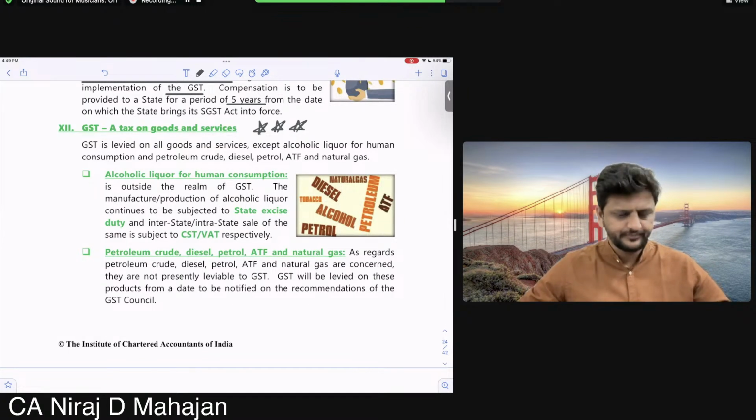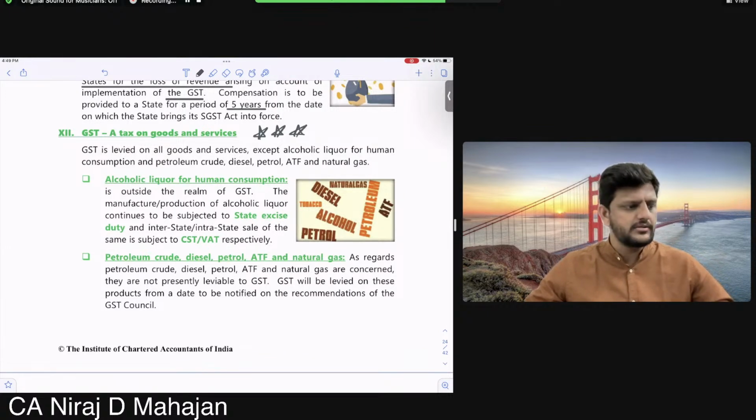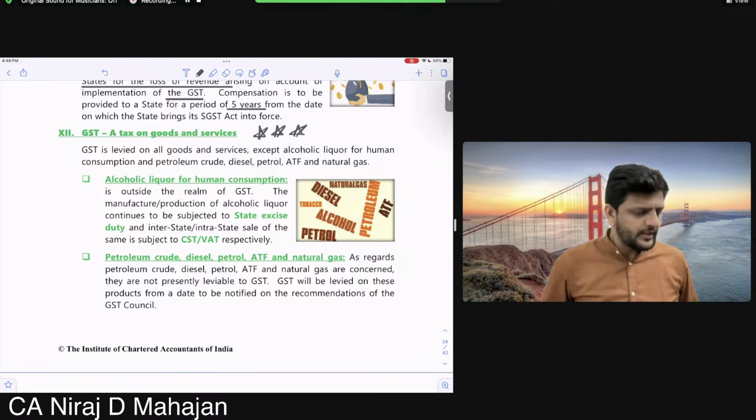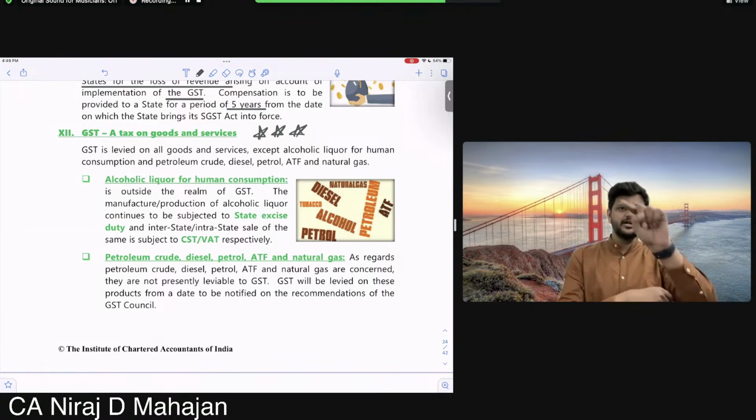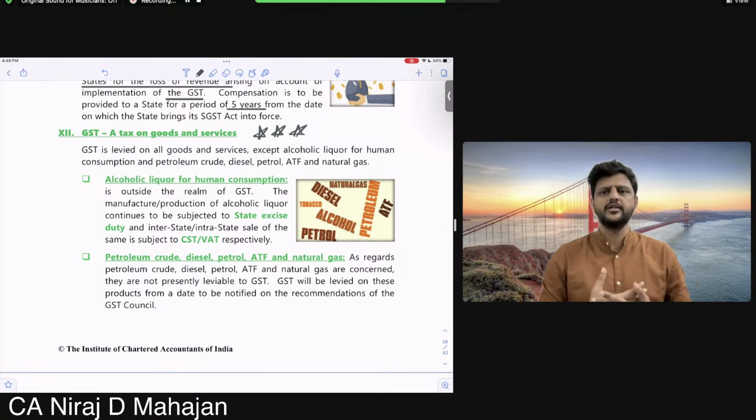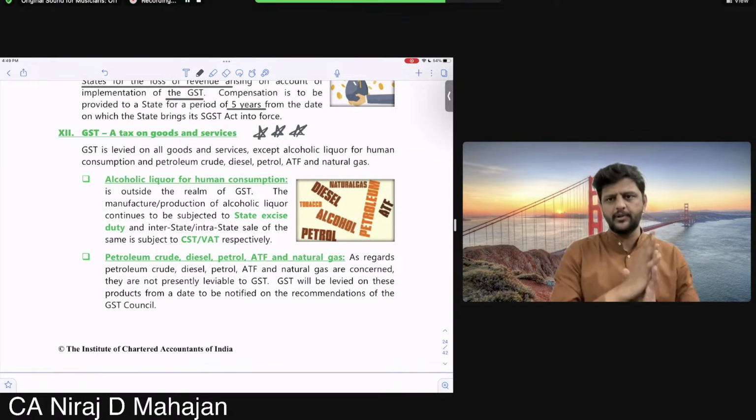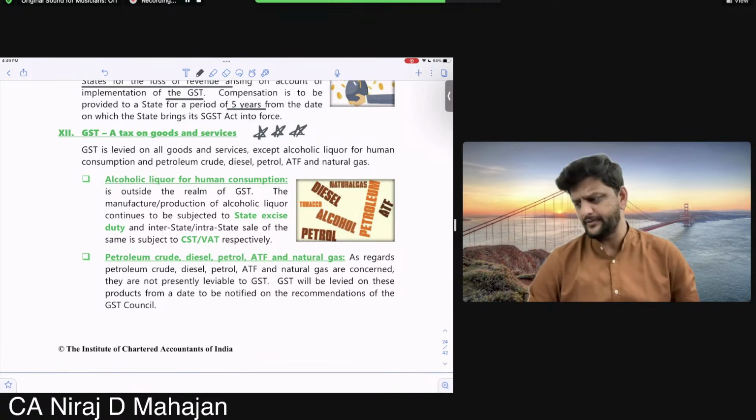Now important, okay? GST, a tax on goods and services. Pay attention. Because of GST, many of your earlier taxes, excise, VAT, service tax, got clubbed into one single tax, correct? But still, on some items, the old provisions are still applicable. What did I say, children? On some items, the old law is still applicable because it gives the highest revenue to the government.